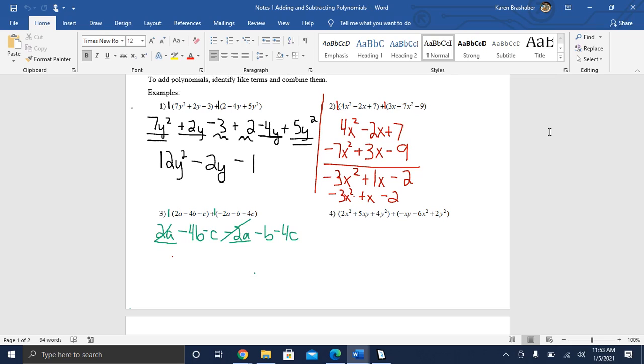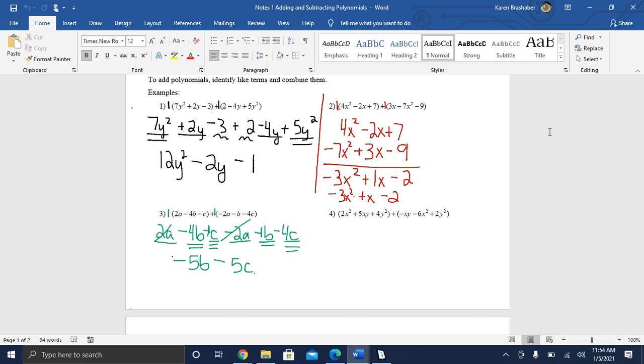Then I have negative 4b and negative 1. This is like a negative 1b. So that will combine to negative 5b. And then I have negative c and negative 4c. And again, this negative c would be like a negative 1. And so negative 5c. And those would be my like terms that I've combined.